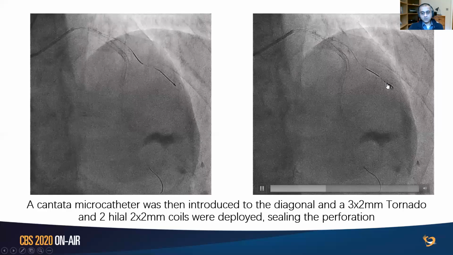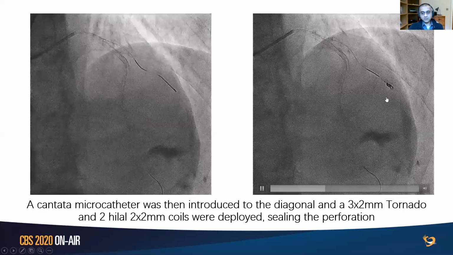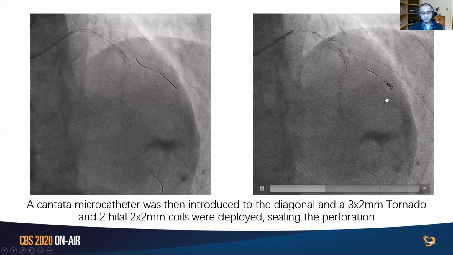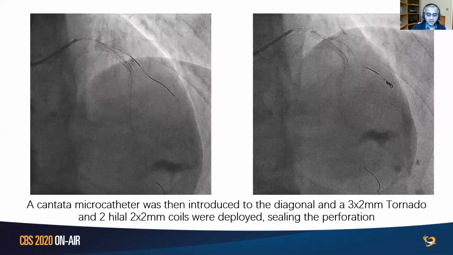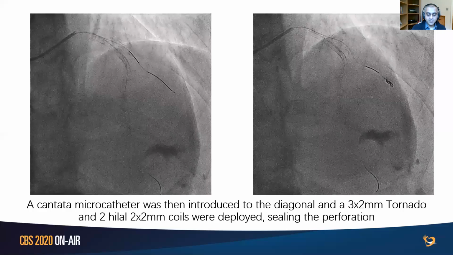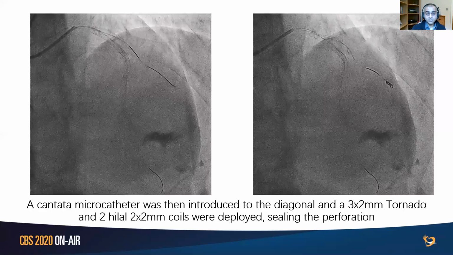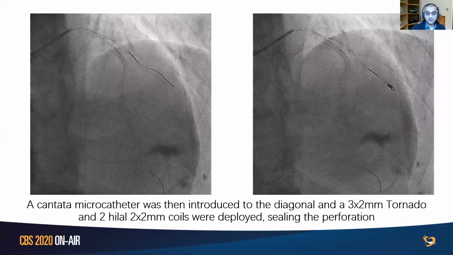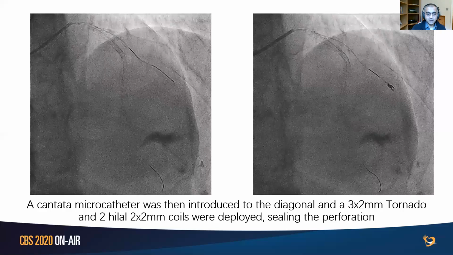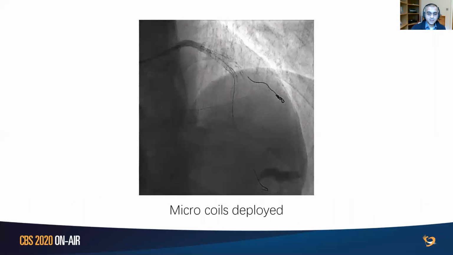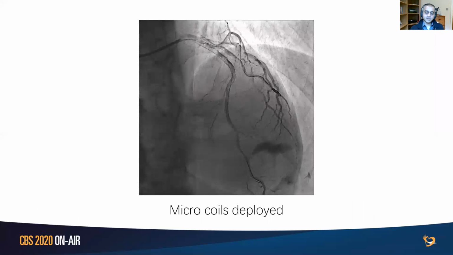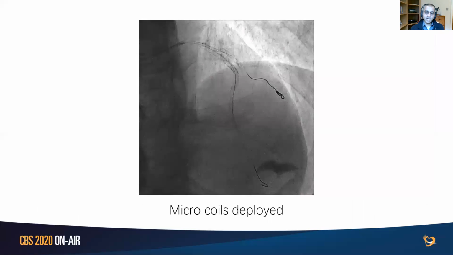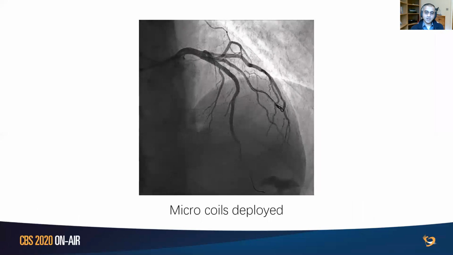So a total of 3 coils were deployed here, one 3 by 2 millimeter, and then 2 lots of 2 by 2 millimeter coils. The coils don't work immediately. You do have to be patient with them. Sometimes you have to inflate a balloon proximally in the diagonal to allow thrombosis to occur. So when we did that after a period of time, very pleasingly, we realized that we had sealed this perforation.